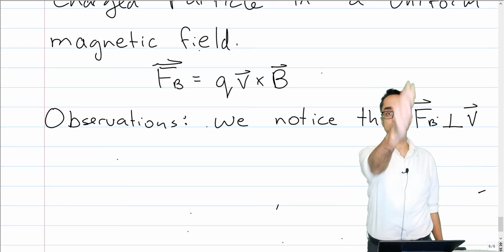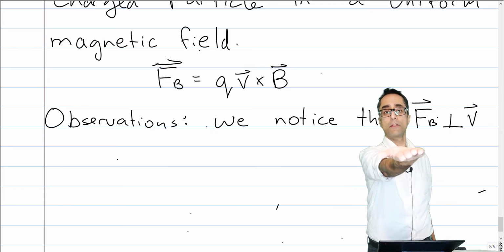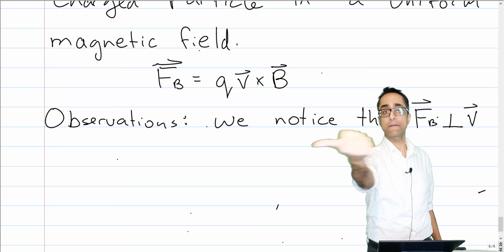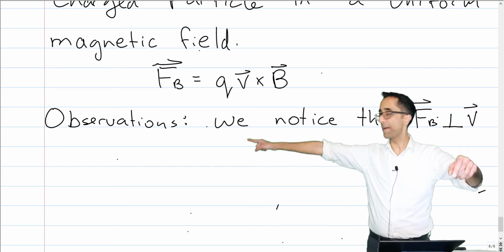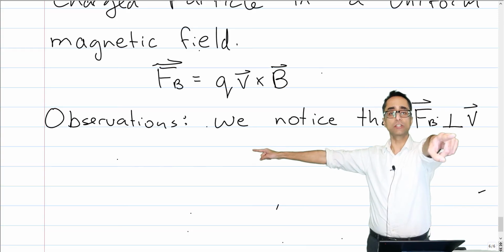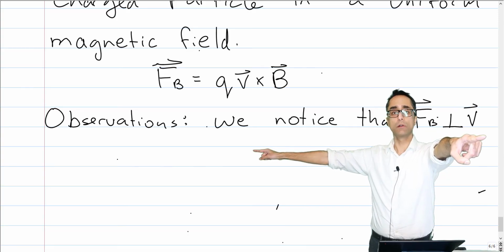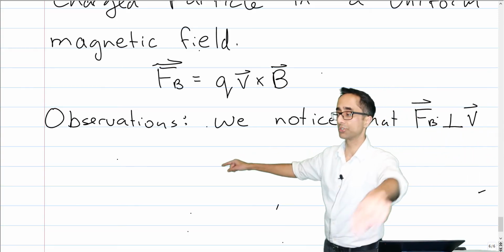Well, the right-hand rule says if my velocity is going that way, the magnetic field is still going up, my force is headed in that direction. And so now my force is that way, my velocity is that way. Which way am I going to go? I'm going to kind of go in this direction.